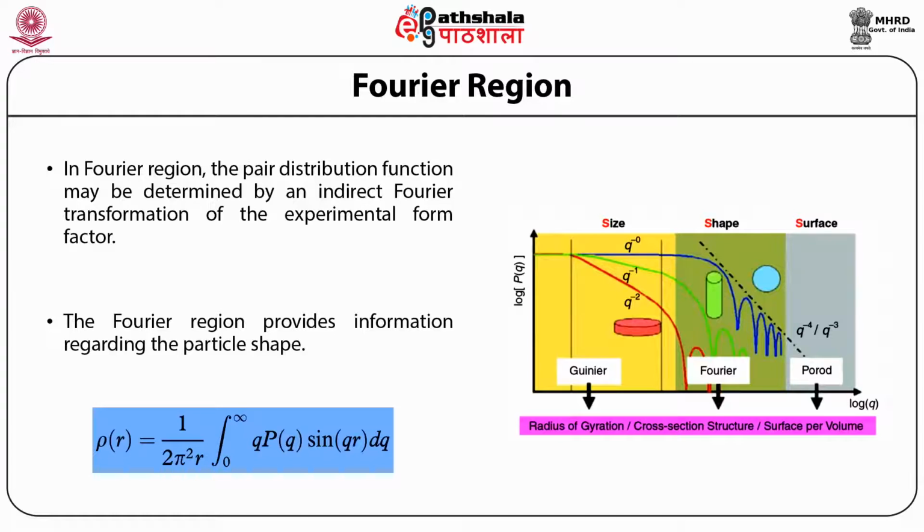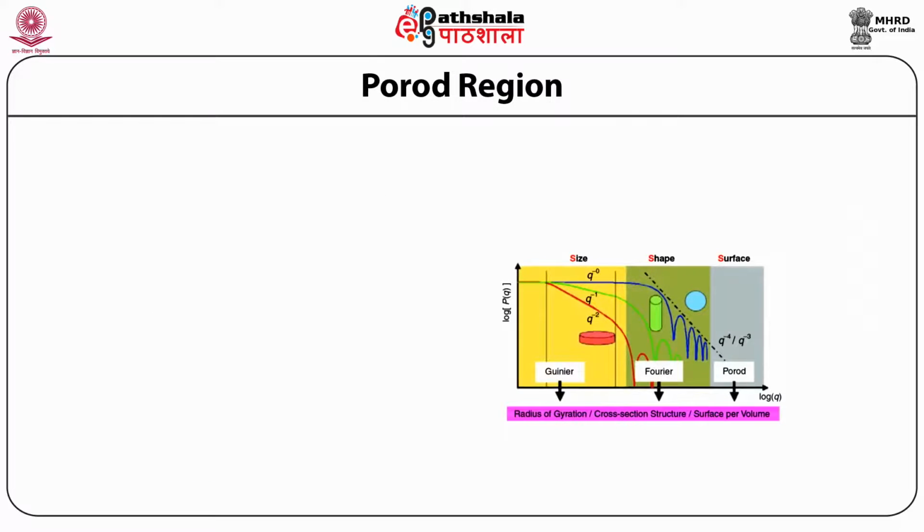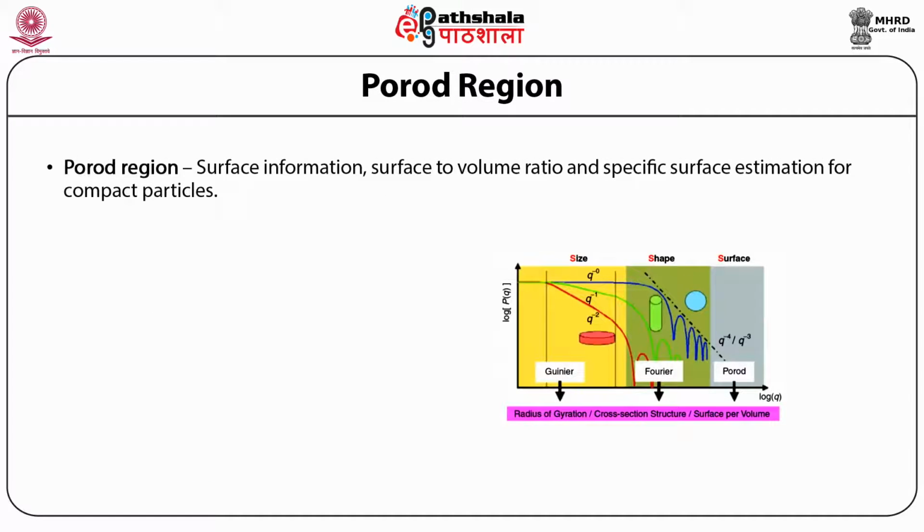The curves are used to determine the general particle shape, provided all the particles in the sample are of similar shape. It's a very important criterion. Then the third region is the Porod region, which gives information about the surface and also the surface to volume ratio. It also gives information about the specific surface estimation for compact particles.